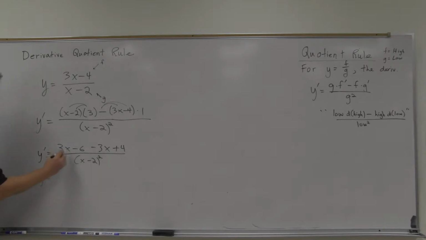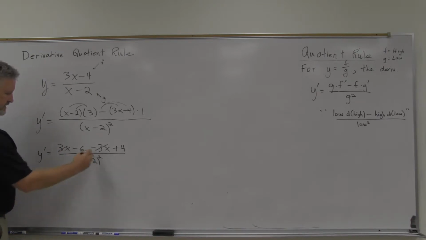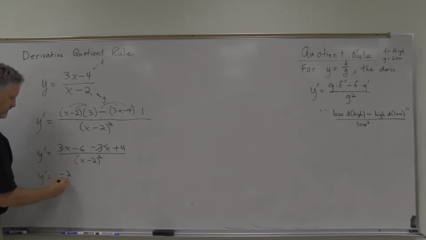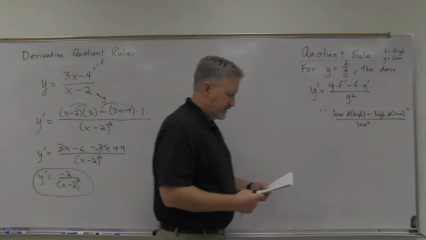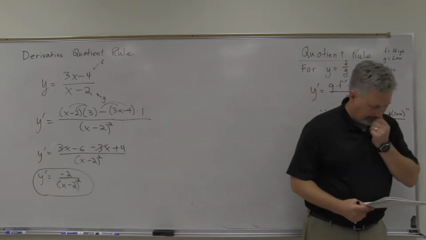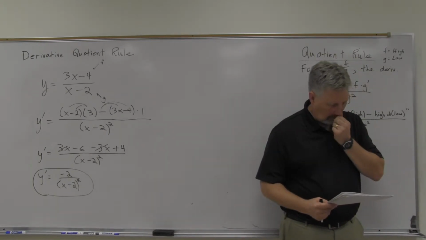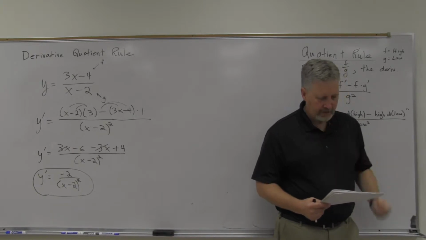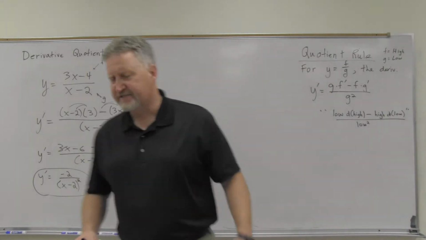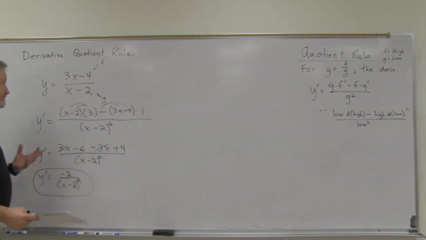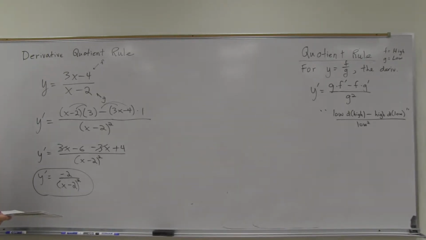And so that gets us, sometimes good things happen, 3x minus 3x, those go out, so it's just negative 2 on top, isn't it? It's negative 6 plus 4 over (x minus 2) squared. It's our first foray into that. Okay, so it's not the easiest thing, this quotient rule, but it is what it is.